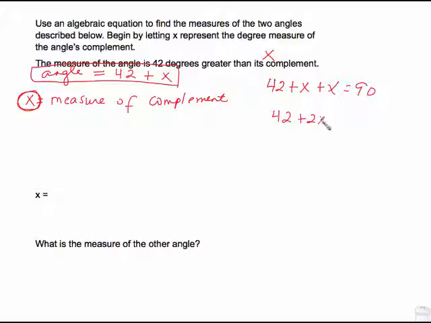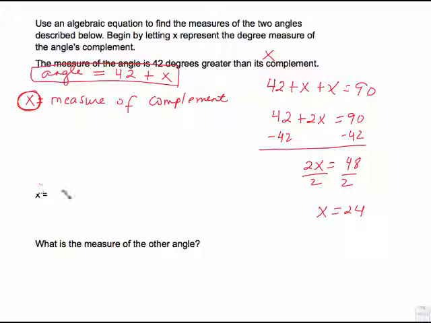Combine your like terms. Subtract 42 from both sides. And 2x is 48. Divide by 2, and x is 24. And x was the measure of the complement, so x is 24 degrees.